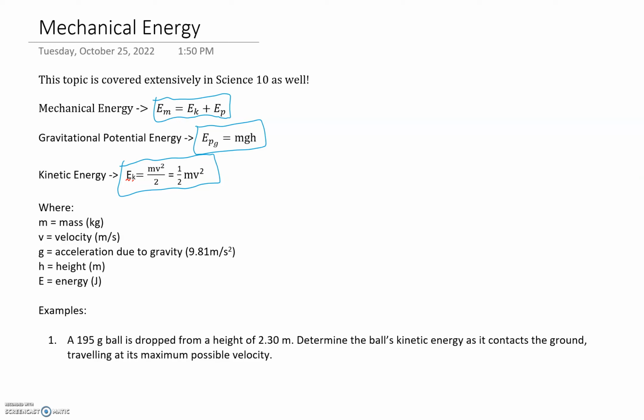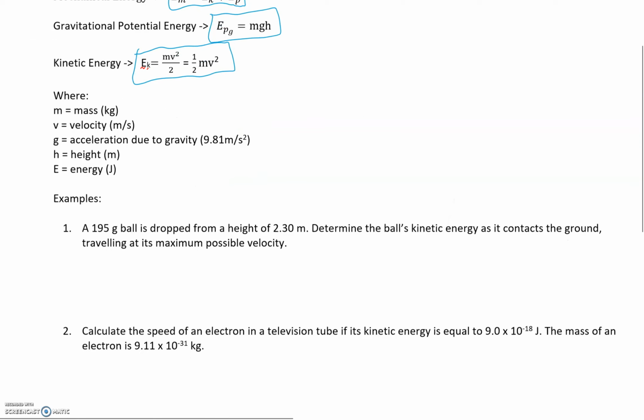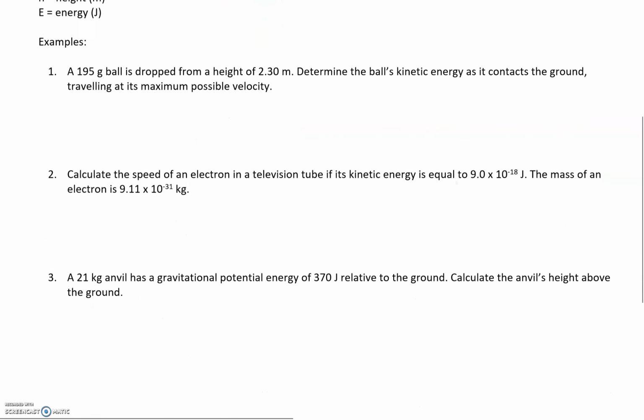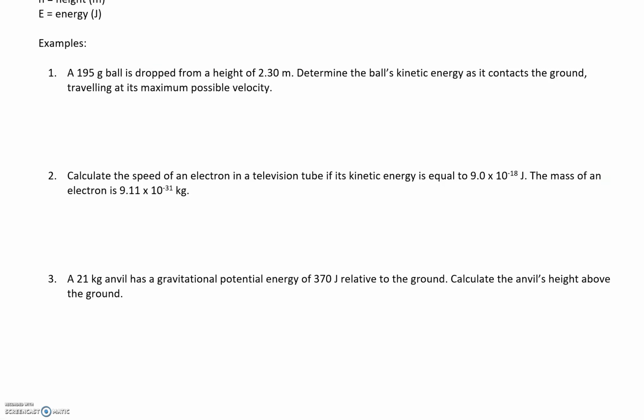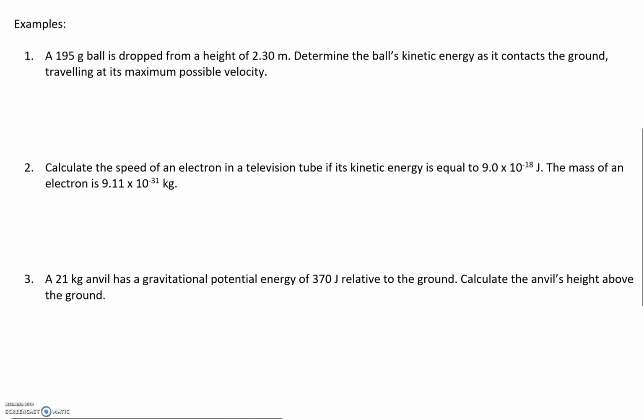Basically, mechanical energy is oftentimes conserved. If you have a ball and you drop it onto the ground, the energy that it had at the beginning, that height, now changes to some sort of velocity. So the energy at the beginning changes to the energy at the end. Keep that in mind while we're trying these examples.